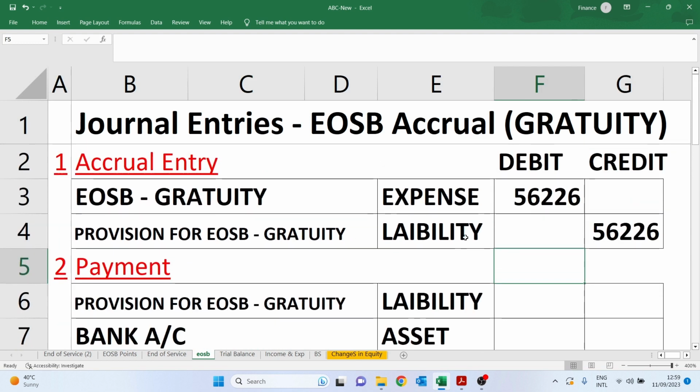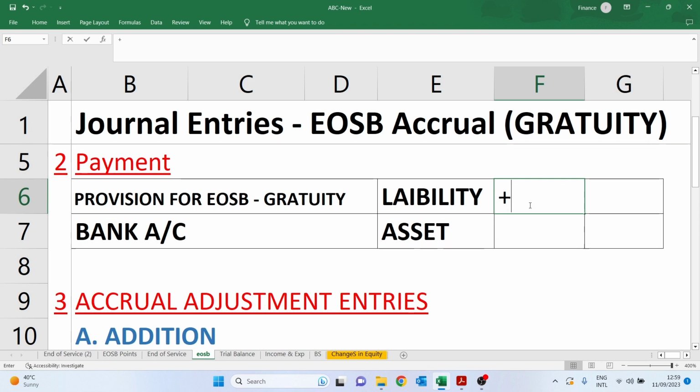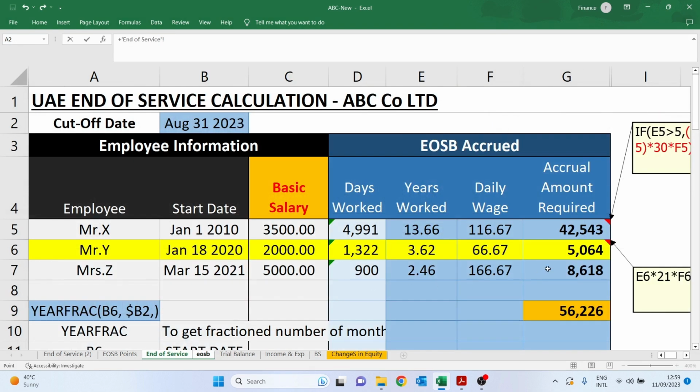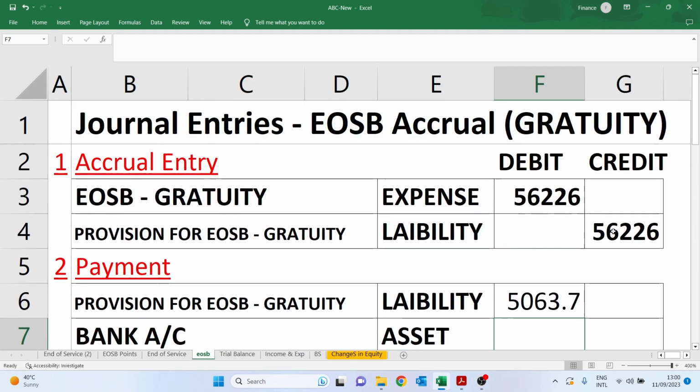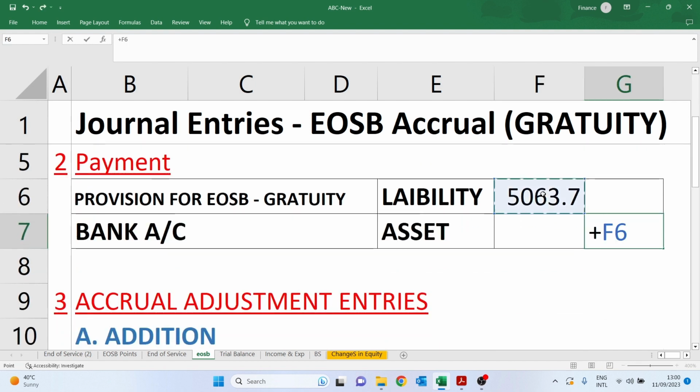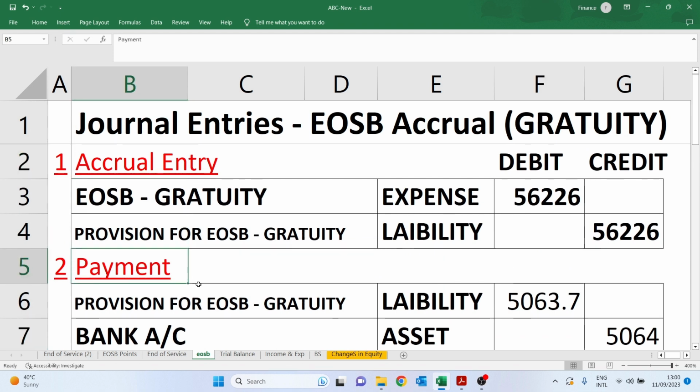Since we have already created a liability of 56,226, this 56,226 includes Mr. Y's end of service liability also. So we just debit whatever we are paying. Since we are paying only Mr. Y, we will debit the liability with whatever payment, because we are removing the liability during payment. So 5,063, and since the cash is going out, we'll credit the bank account. So this is the accrual entry and this is the payment entry.